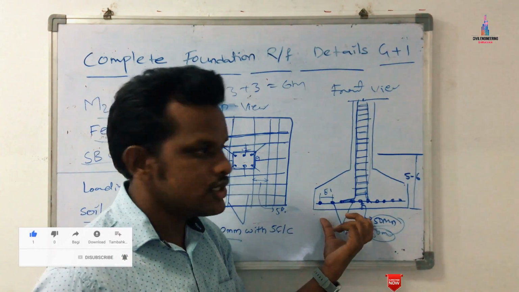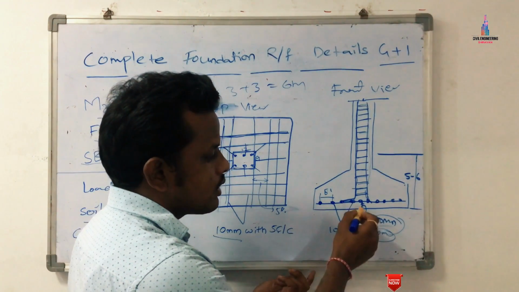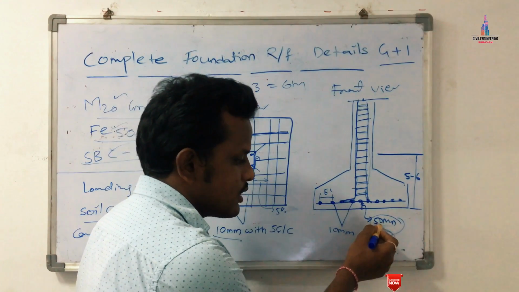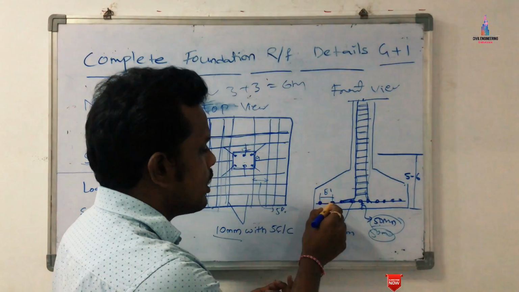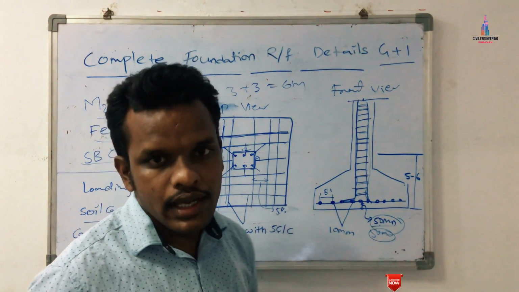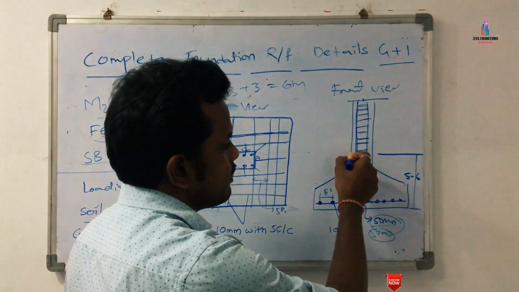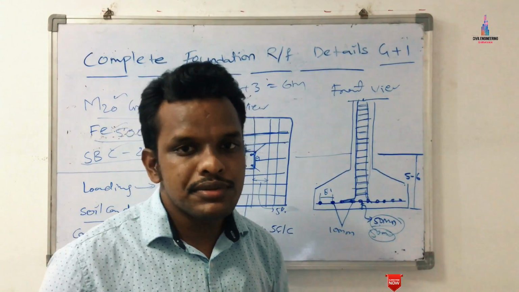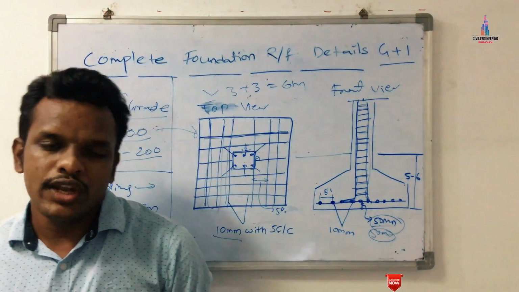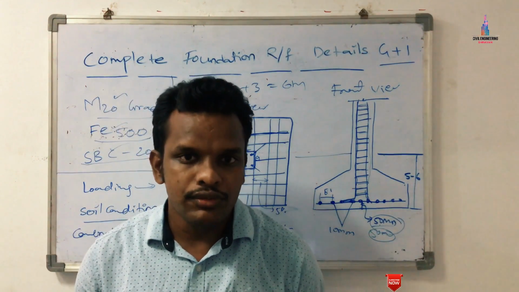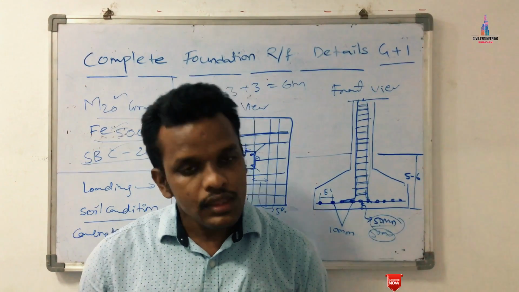We have to use a clear cover for this foundation of 50 mm, and use 10 mm diameter bars with 5 inches center to center distance. The depth of the foundation we will consider here is 5 feet to 6 feet, depending upon your loading condition. So this is the complete process of reinforcement details of the G+1 building.